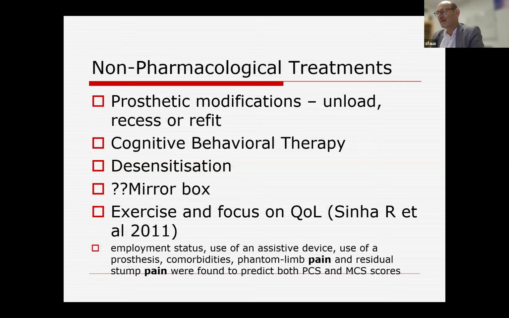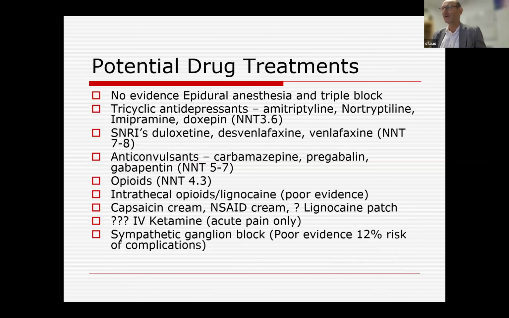The studies are small. There's no really large randomised controlled studies. But exercise and a focus on quality of life increases employment status and also improves quality of life for those who have to live with either stump pain or phantom limb pain. So again, these are the potential drug treatments, and unfortunately many of them don't work. So there's no evidence that epidural anaesthesia at the time of the amputation works. There's no evidence that tricyclics work for phantom pain, but they do work for neuropathic pain, and the numbers needed to treat are 3.6.